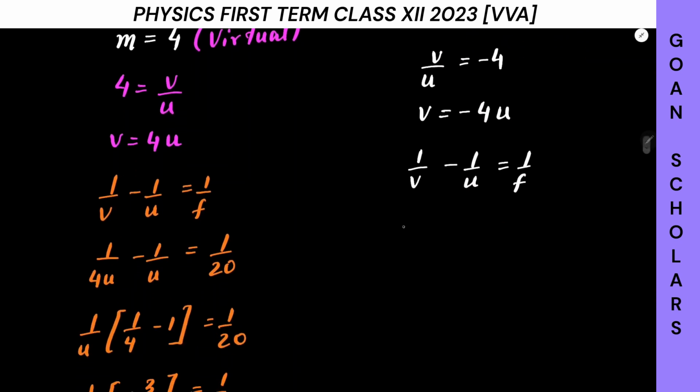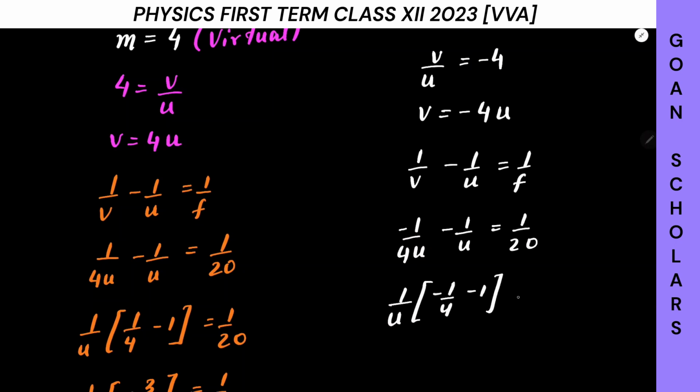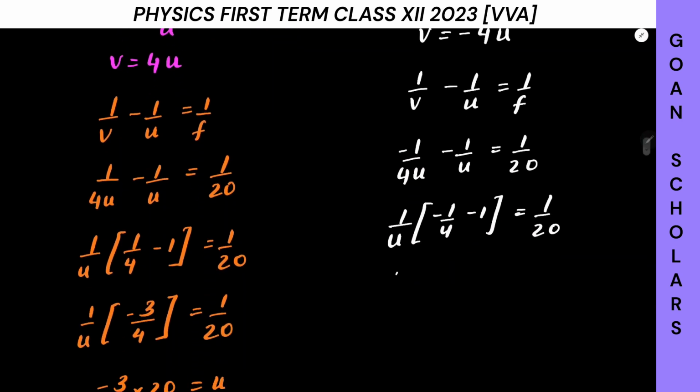Now let's substitute here minus 1 by 4U and minus 1 by U, and that is equal to 1 by 20, correct? Next, take 1 by U common out. You are left with minus 1 by 4 minus 1 equals 1 by 20. Next, let's cross multiply and simplify. You will get here minus 5 by 4. Okay, that's equal to 1 by 20.